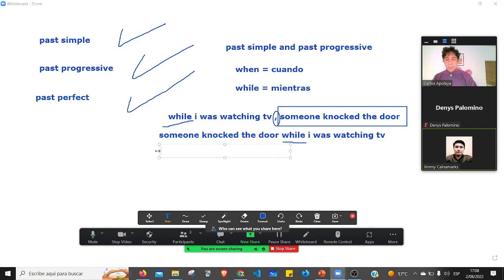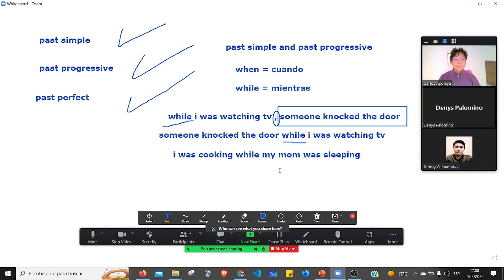Mm-hmm. For example, I was cooking while my mom was sleeping. Look at the sentence. In which sentence does one interrupt another? Which one? Teacher, question. I will use, for example, when, how do you say, instead of while. Yes, you can use when and while, but first we're working with while, then we work with when, and then you can see the differences between these two words. Okay? Mm-hmm. Okay. Slow down. So look at this sentence. I was cooking while my mom was sleeping. Which sentence interrupts another, or none of them?